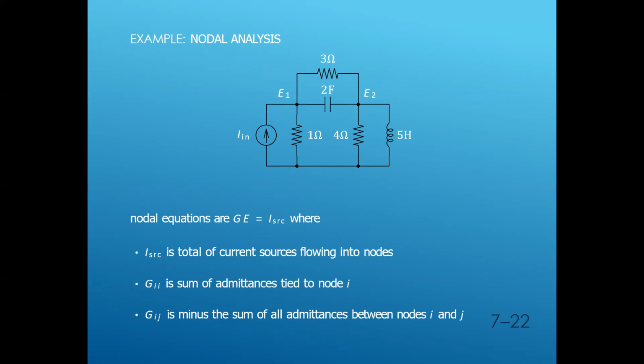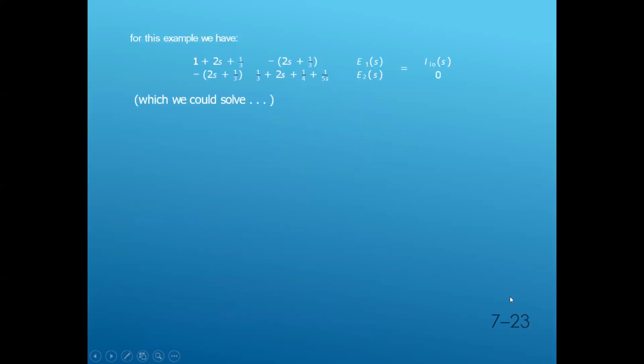Example of nodal analysis. Nodal equations are G E = I_src, where I_src is the total of current sources flowing into nodes. G_ii is the sum of admittances tied to node i. G_ij is minus the sum of all admittances between nodes i and j. For the example, we have the matrix with entries 1 plus 2s plus 1 by 3, minus 2s plus 1 by 3, minus 2s plus 1 by 3, and 1 by 3 plus 2s plus 1 by 4 plus 1 by 5, times E_n(s), where E_s2 is equal to 0.